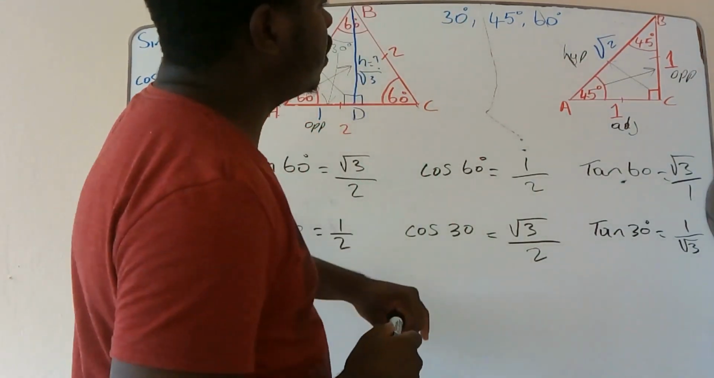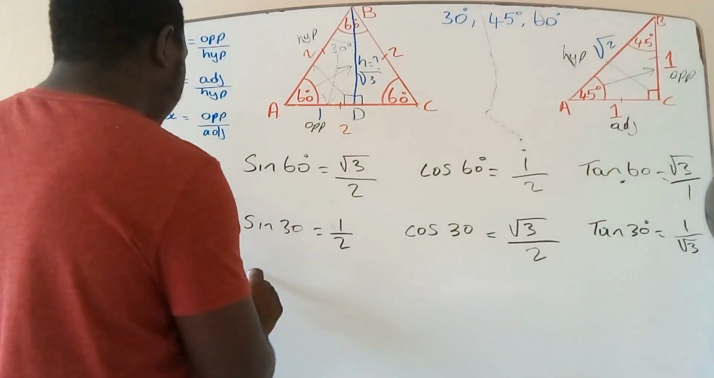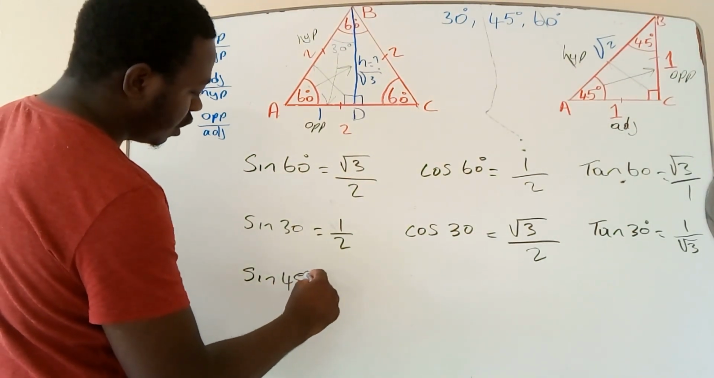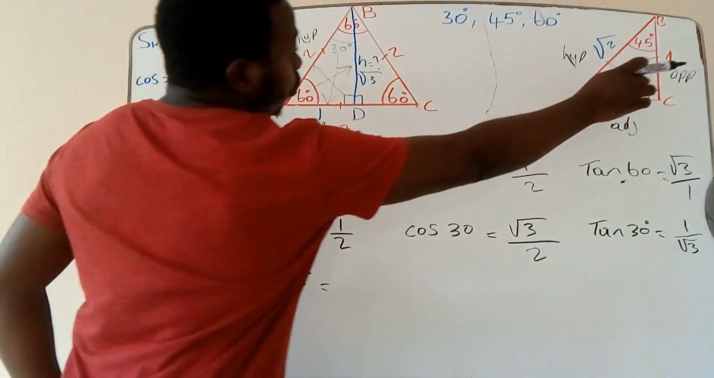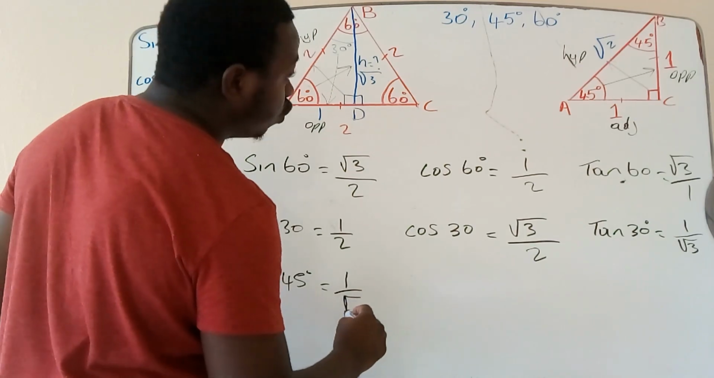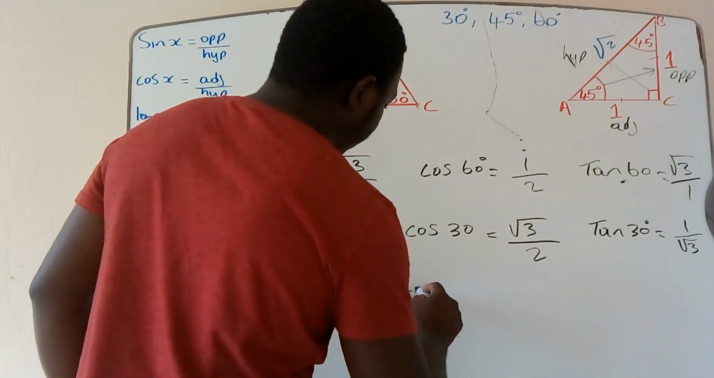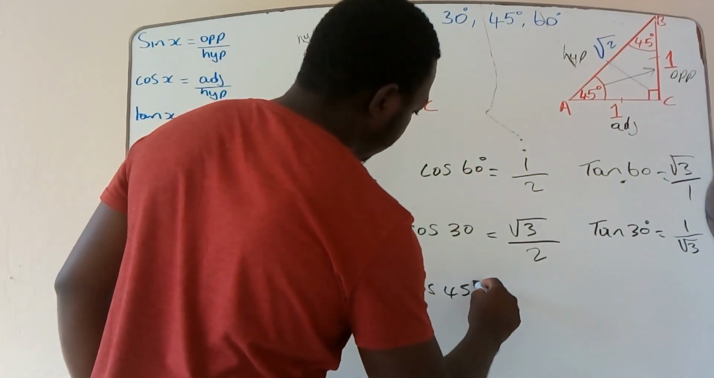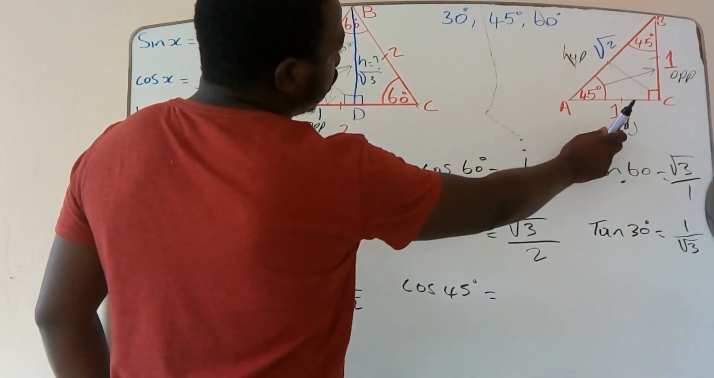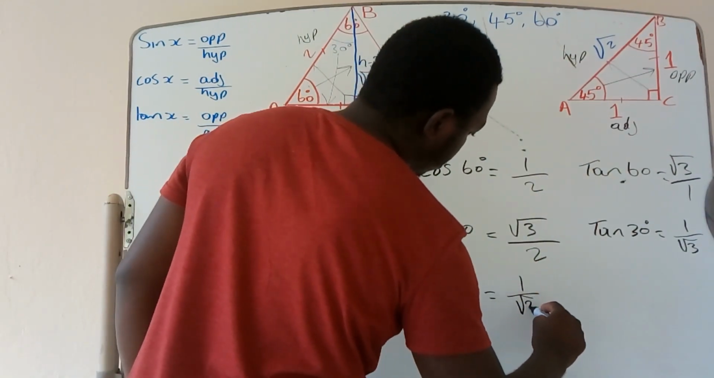Right? And we want to find what sine 45 degrees would be. That would equal the opposite length over the hypotenuse, which is 1 over root 2. Right? We know that cos 45 degrees would equal the adjacent length over the hypotenuse. So the adjacent length here is 1 over root 2.